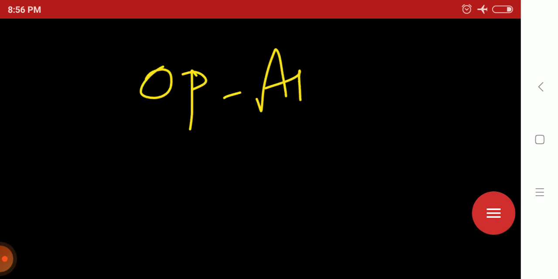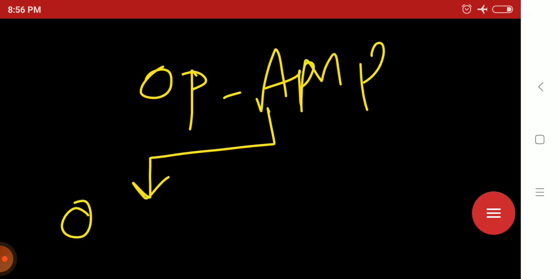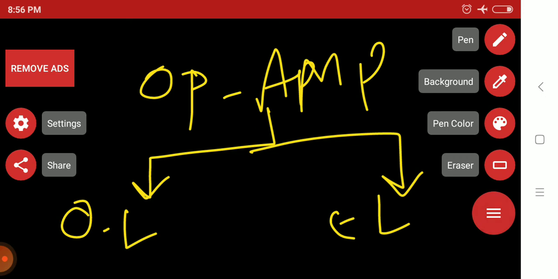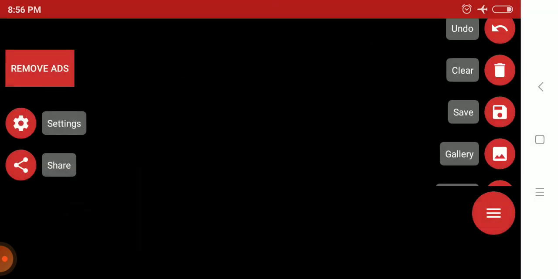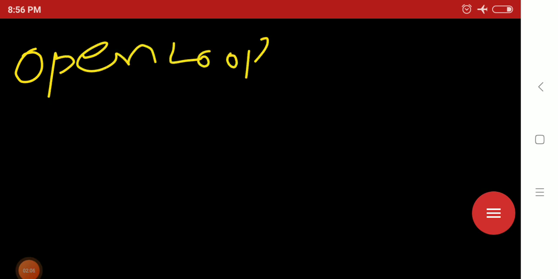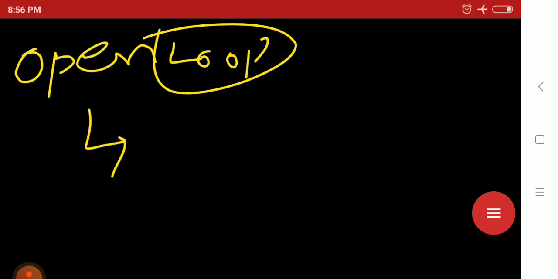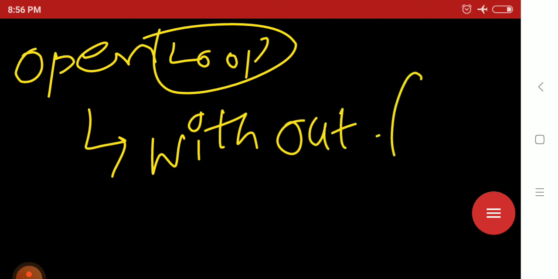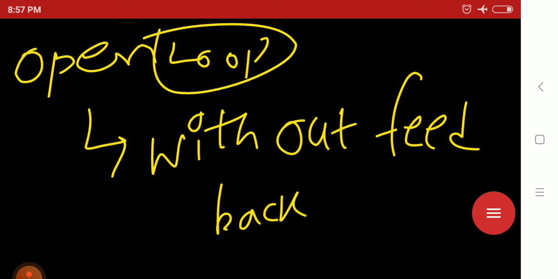Now, there are two types of op amp: one is open loop, and one is closed loop. So what are they? What are open loop op amp and what are closed loop op amp? Open loop op amp is the op amp that is without feedback. Now here you can ask me what is feedback. Okay, wait, I will tell you about that.